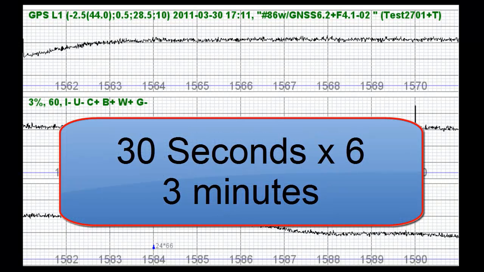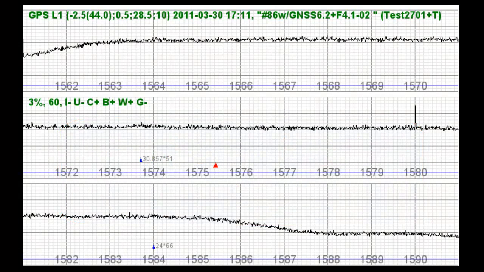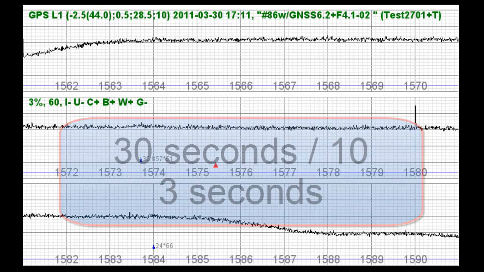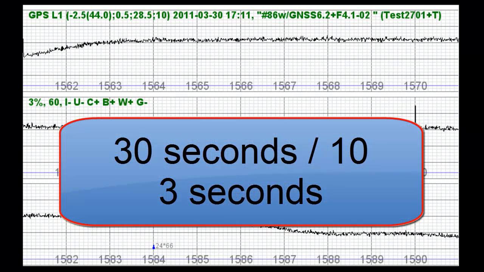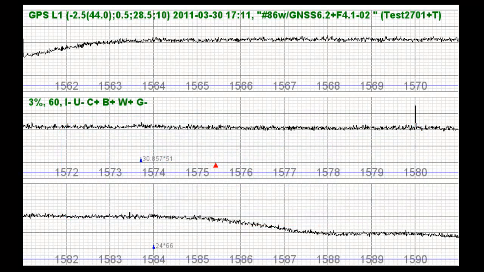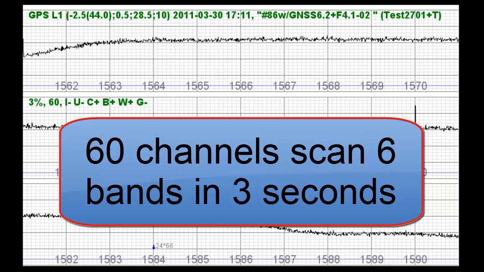and GLONASS. But we use 10 channels in parallel to scan each band. In other words, each channel scans a 3 MHz segment of the 30 MHz band. So the total scan of one band takes 3 seconds instead of 30 seconds. We also scan 6 bands of 3 GPS plus 3 GLONASS in parallel. So we dedicate 60 channels to scan these 6 bands in 3 seconds instead of in 3 minutes.